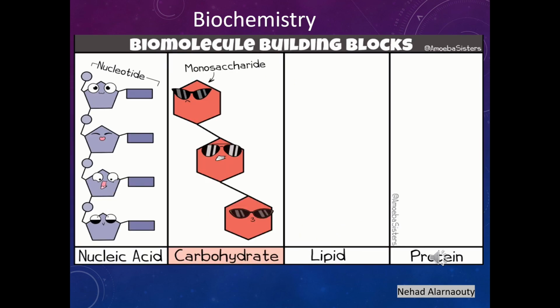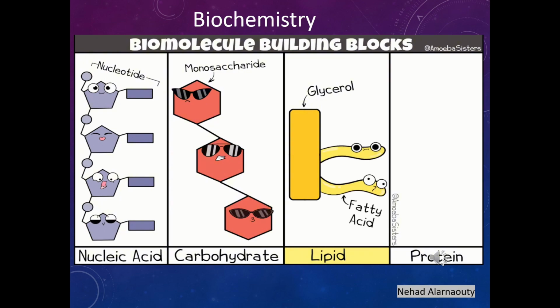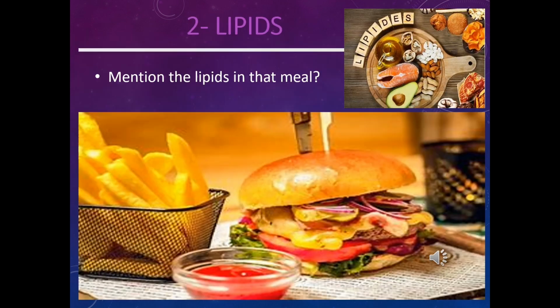Today we're going to continue the biochemistry. Let's start with lipids. Here you can find some examples of lipids. This is an example of a meal that has many unhealthy fats. So we have here the fried potato fried in oil, and here we have some cheese, and the burger itself is full of fats.